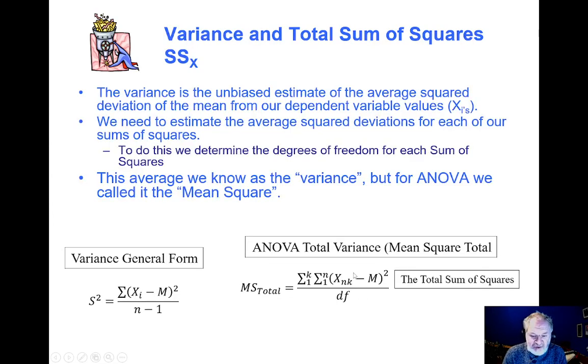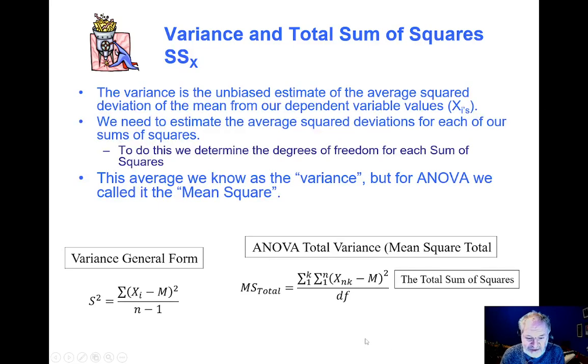Now the ANOVA, the total variance in the study, which is the mean squared total. Now the problem with analysis of variance is they don't refer to the variance as variance. They refer to it as the mean square. Why? I don't know. You'll have to talk to Ronald Fisher about that. But you can't talk to him because he's been dead for a long time.